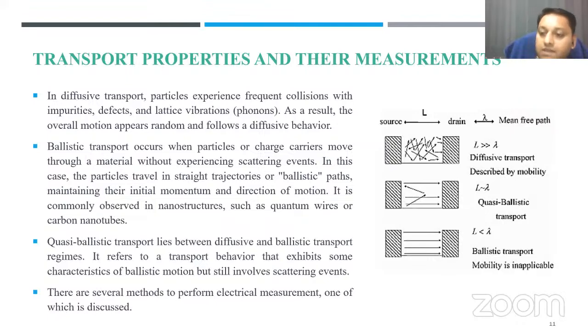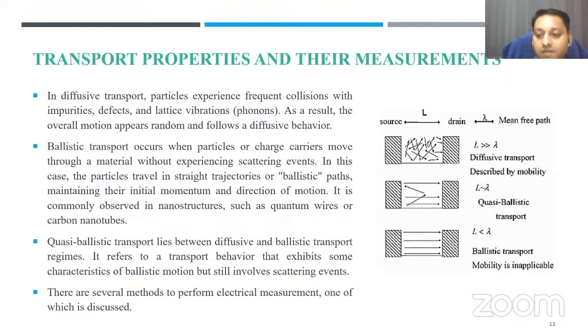In the case of quasi-ballistic transport, the dimension is equivalent to the mean free path. So in that case, the significance of scattering is not there, but it is appreciable, so we need to consider the effect of scattering also in the transport. So that's why it is not a ballistic transport, it is a quasi-ballistic transport.